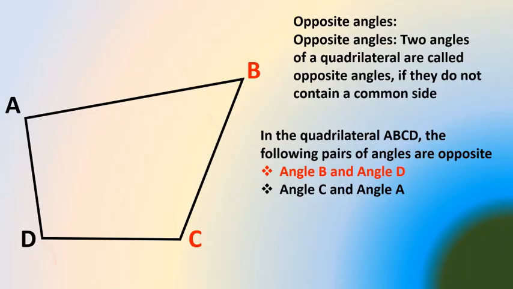So angles are to be marked, right? Yes. See, angle B and angle D are marked using the same color. One more pair is here. They are also marked using the same color, green. So there are two pairs of opposite angles, four pairs of adjacent angles, four pairs of adjacent sides, two pairs of opposite sides.